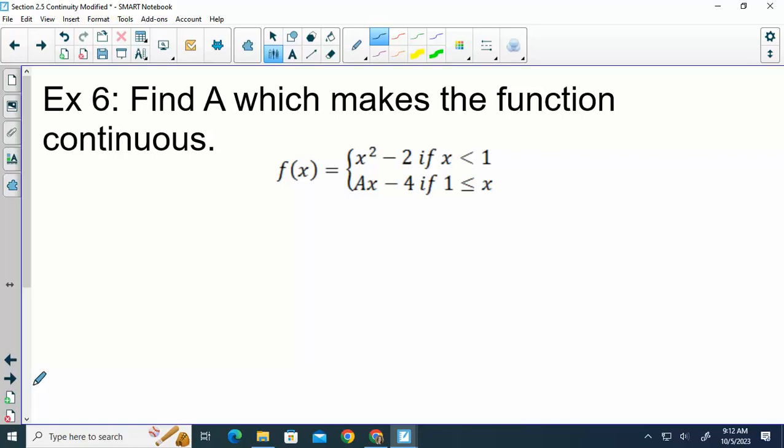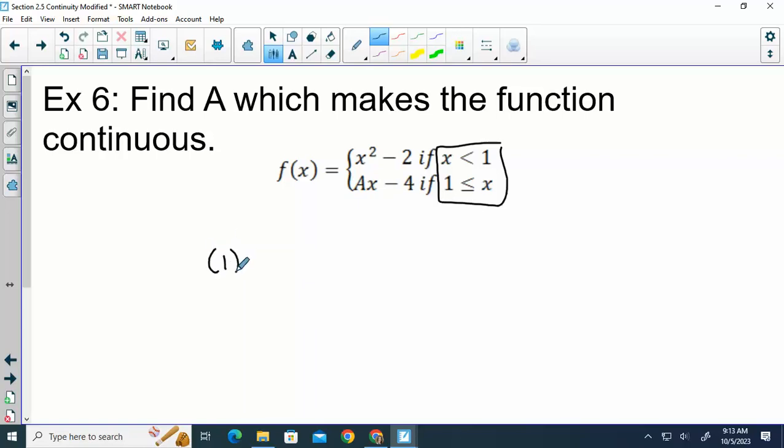Next one, find A, which makes the function continuous. So if I want this to be continuous, that means what has to happen with those two pieces? When you graph them, they have to meet, right? What's the place where it could be discontinuous right now? At 1. So if it is continuous, when I plug 1 into both of these pieces, I should get the same thing. All right, so let's do that.